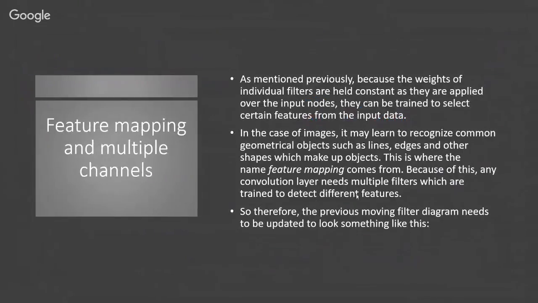Feature mapping and multiple channels. As mentioned previously, because the weights of the individual filters are held constant as they are applied over the input node, they can be trained to select certain features from the input data. In the case of images, it learns to recognize common geometrical objects such as lines, edges, and other shapes which make up objects. This is where the name feature mapping comes from. Because of this, any convolutional layer needs multiple filters which are trained to detect different features. So the previous moving filter diagram needs to be updated to look something like this.